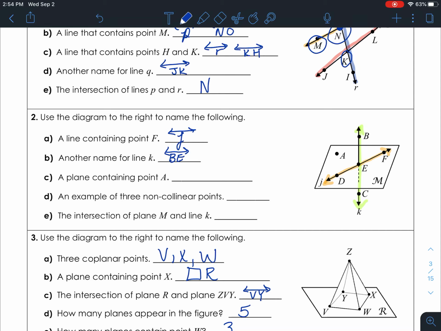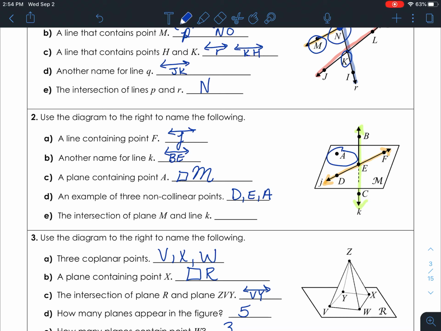A plane containing point A. So on my paper, you see point A right here. The plane containing that, again, I can pick 4 or 3 letters that are non-collinear, or I can just name it plane M with my little fancy cursive M. Okay? An example of 3 non-collinear points. So those are 3 points that do not lie on the same line. So I'm going to do D, E, and A.